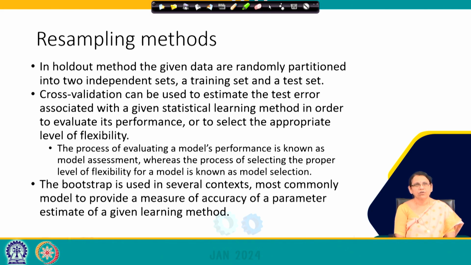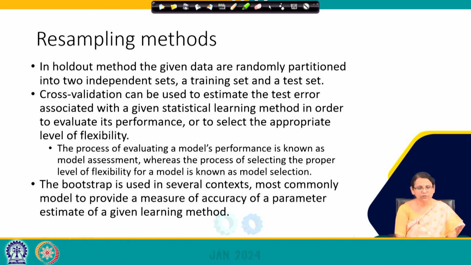Now, in the case of the holdout method, the given data set is randomly partitioned into two independent sets, a training set and a test set. We fit our model with the training set and we find out its validity with respect to the test set. As we will be seeing afterwards, usually 75% or more, 75 to 80%, is used in the training set, and the rest is used in the test set.